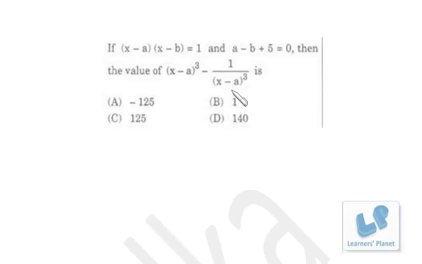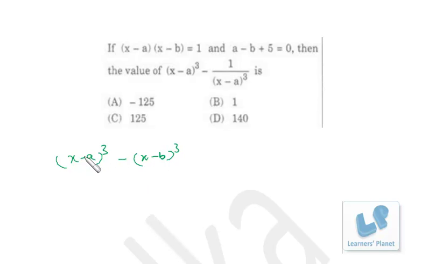Now 1 upon x minus a whole cube will be x minus b whole cube. So precisely our expression is x minus a whole cube minus x minus b whole cube, right? Because 1 upon x minus a, if you see from here, is x minus b, right? So since it is cube, I have written x minus b whole cube, right? So precisely we have to calculate the value of this expression.